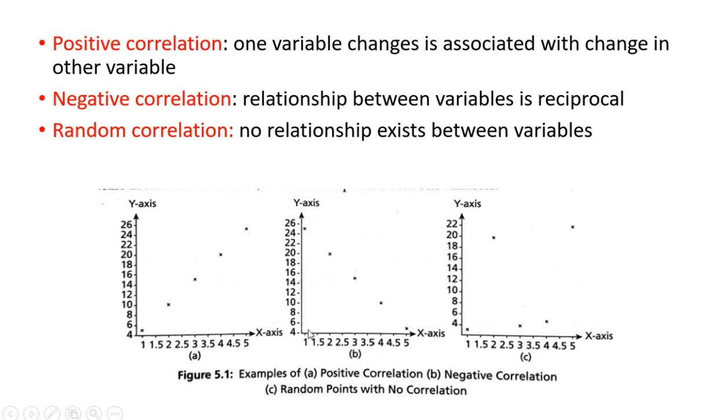In negative correlation, as the value of x increases, the value of y is decreasing. And in random correlation, we can see that the points are just scattered. We do not have any kind of relationship between x and y. We cannot say that as x increases, y increases, because as x increased, y increased, again it decreased, again it increased. So there's no relationship between x and y. So it's a random correlation.